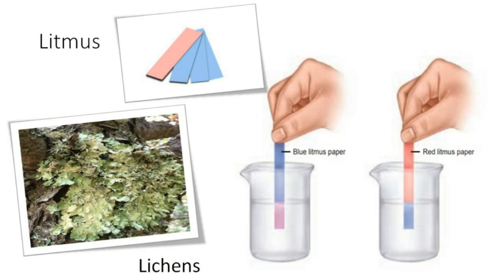The next natural indicator, litmus. Litmus is the most common indicator used in the laboratories. Litmus is a natural indicator which is extracted from lichens. It is available in the form of solution or in the form of strips prepared by absorbing litmus solution on filter paper. It is either red or blue in color. Blue litmus paper turns red in acidic solution and red litmus paper turns blue in the basic solutions.